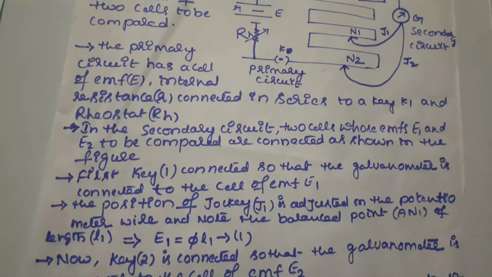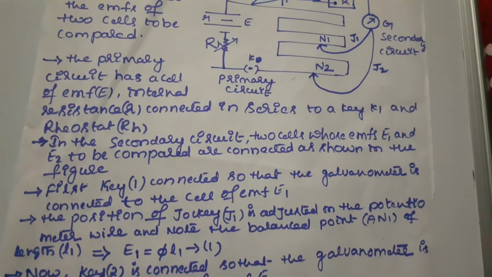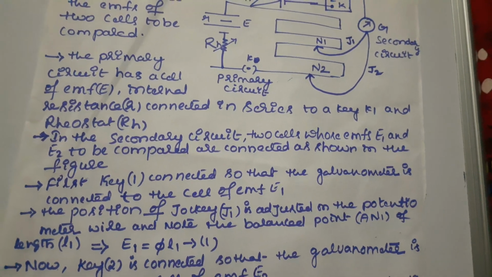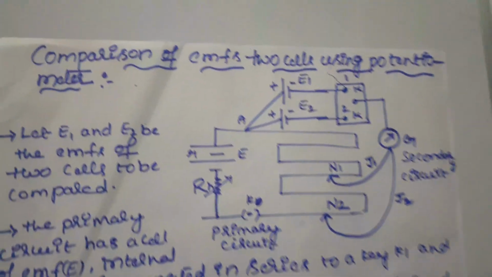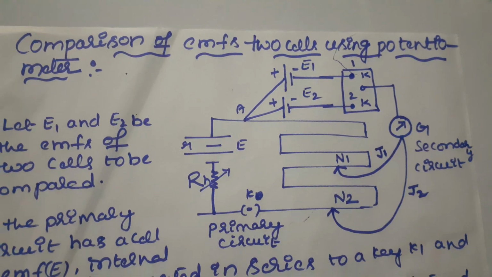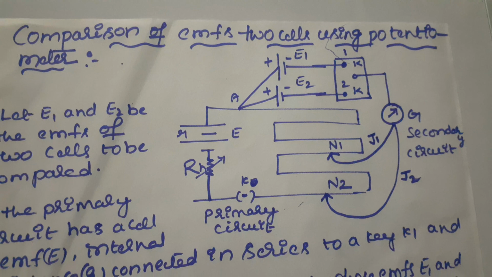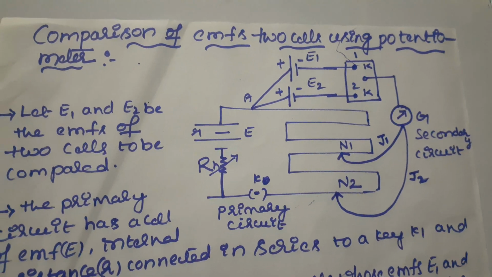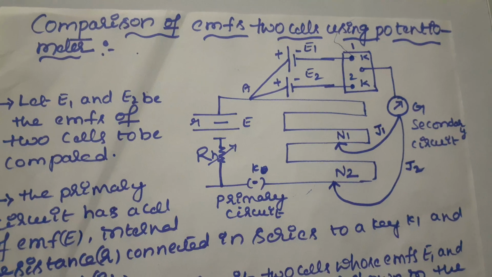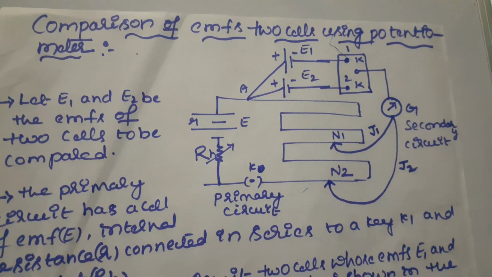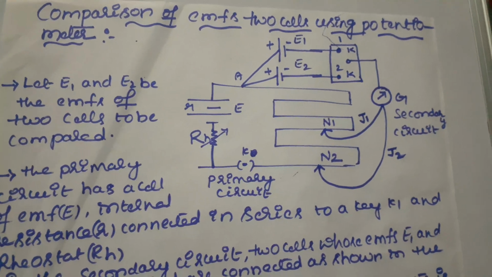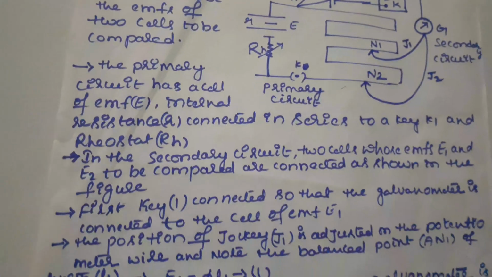Now in the secondary circuit, the two cells whose EMFs E1 and E2 are to be compared are connected as shown in the figure. You can see that from the point A on the primary circuit, two cells of EMF E1 and E2 are connected with the help of two keys K1 and K2 through the galvanometer. This forms the secondary circuit.